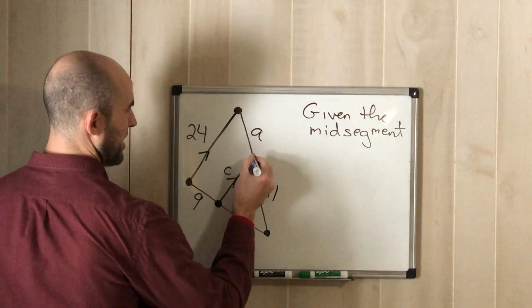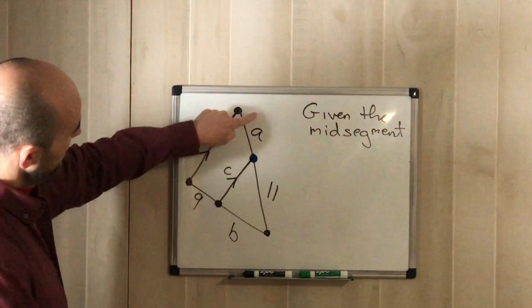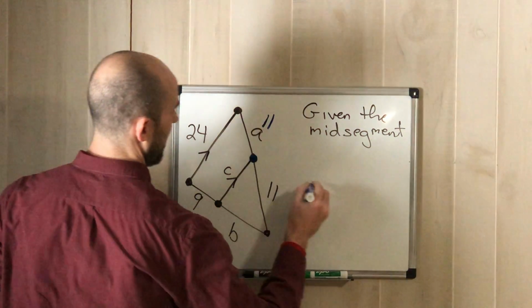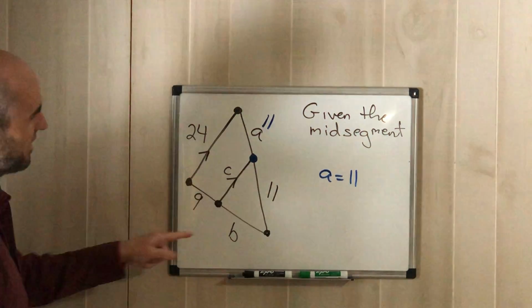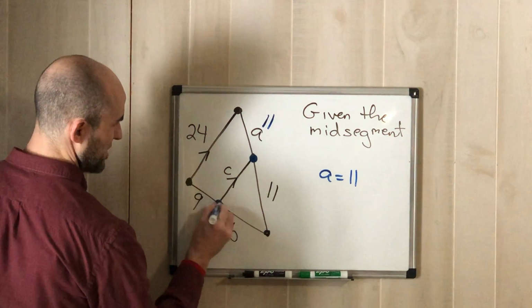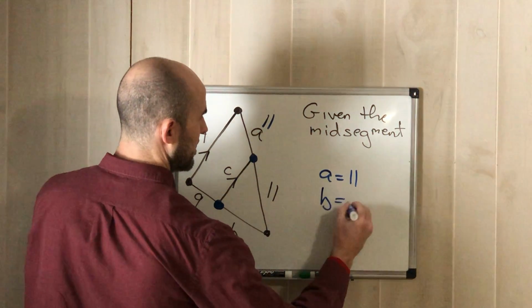If that's a midsegment, same idea, this is in the middle. So if that's 11, this has to be 11. A equals 11, because again, it's on the same side. If that's a midsegment, this point's in the middle. So if that's 9, B has to be 9.